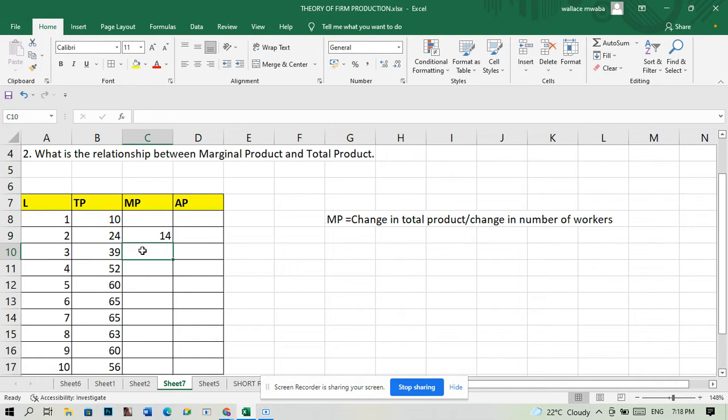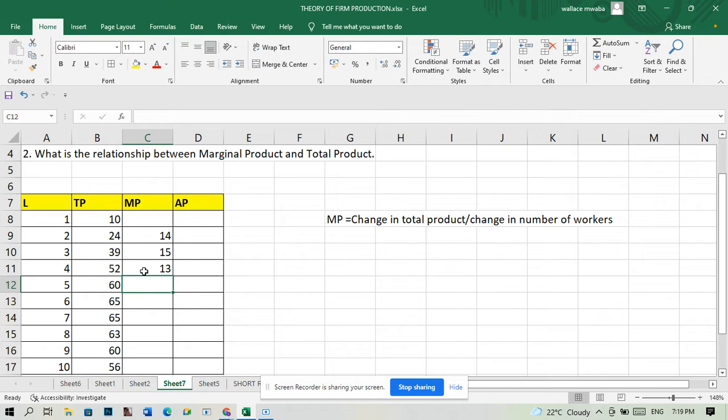Let's see what happens with the third worker. We say 39 minus 24, we get 15. So the third worker was able to increase production by 15 bottles. Okay, let's see what happens when we have the fourth worker. The change in total product will be 52 minus 39, and we get 13.